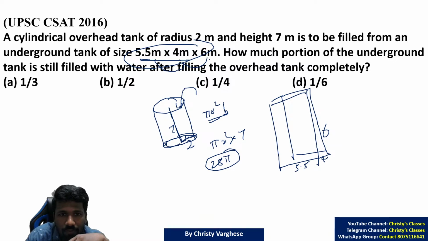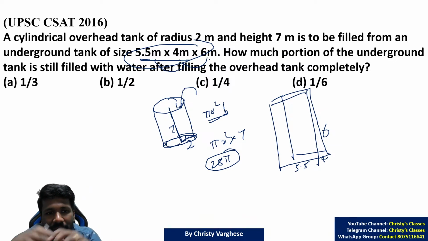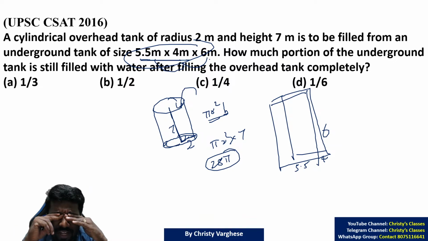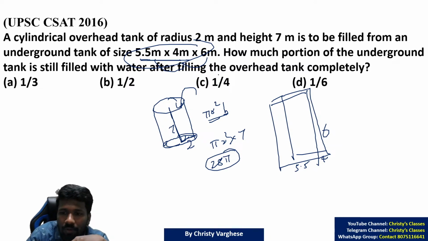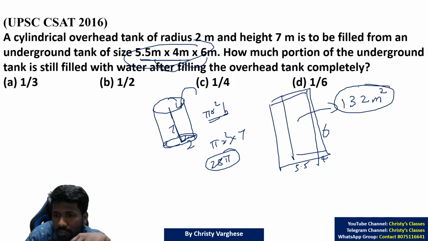Na? There also use mental math. 5.5 into 4, you can think like 5.5 double is 11, 11 double is 22. 22 into 6: 20 into 6 is 120, so 22 into 6 is 132. So 132 meter cube is the volume of this. Here the pi is involved, that is why mathematically representing it will be better.